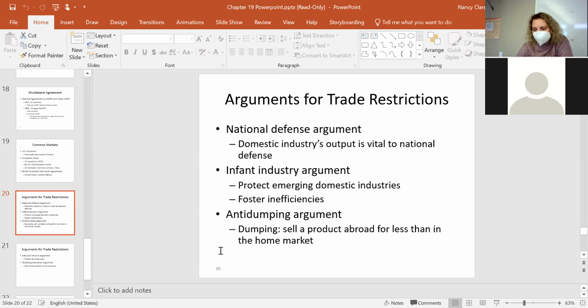Anti-dumping is a decent argument, but there are so many laws against it now that we really don't see it happen anymore. But dumping was a practice of taking a lot of cheaply produced goods from other countries and just dumping them on the world, like overproduced goods.